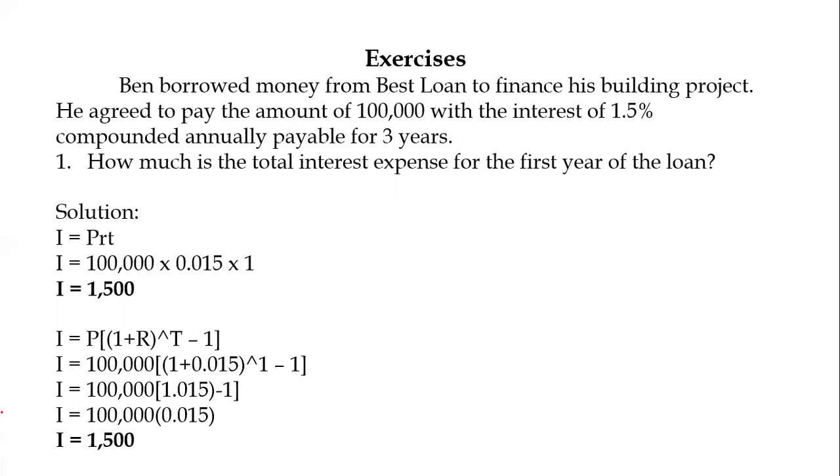Since number 1 asks for the interest expense for the first year of the loan, we will only use the simple interest formula, which is principal times rate times time. So 100,000 is the principal, and then times 0.015. Where does that come from? That's 1.5%, which we convert into decimal, times 1. That is 1,500. So this is the answer.